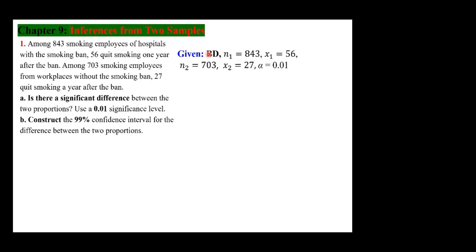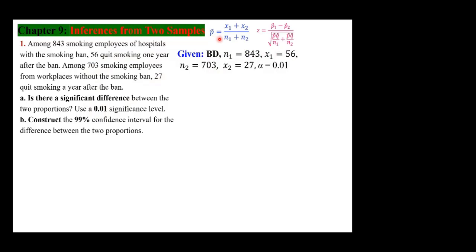We are dealing with a binomial distribution because you either quit smoking or you don't. There are 2 outcomes. In the first case, n sub 1 is 843, x sub 1 is 56. Second case, n sub 2 is 703, x sub 2 is 27. We've decided to go with the alpha of 0.01.